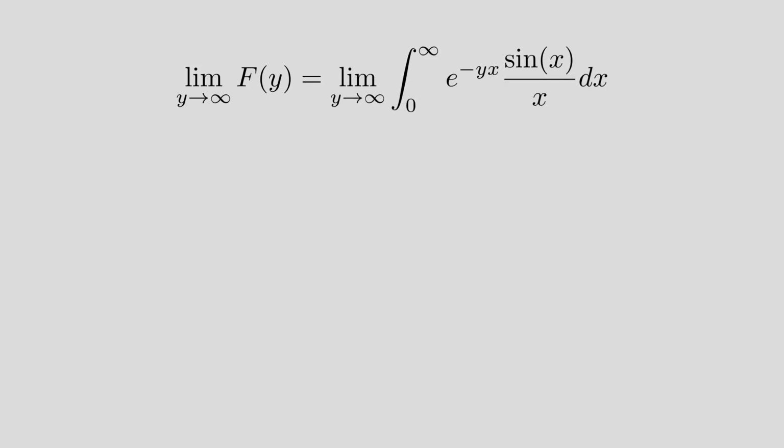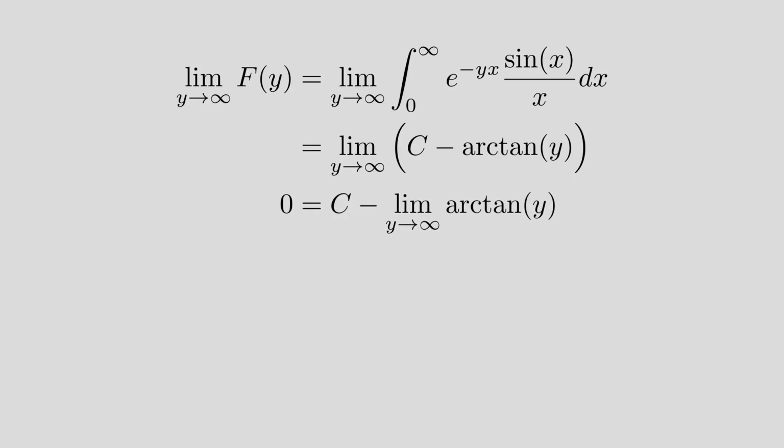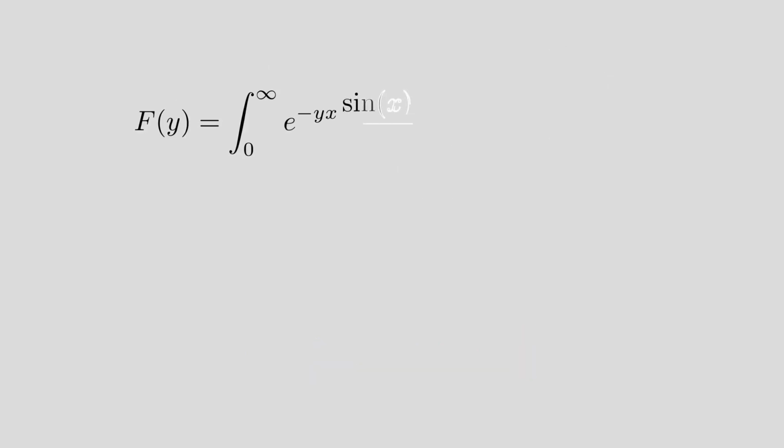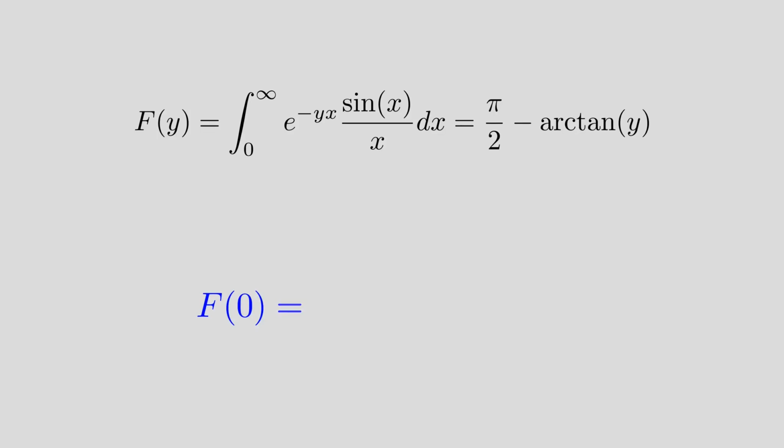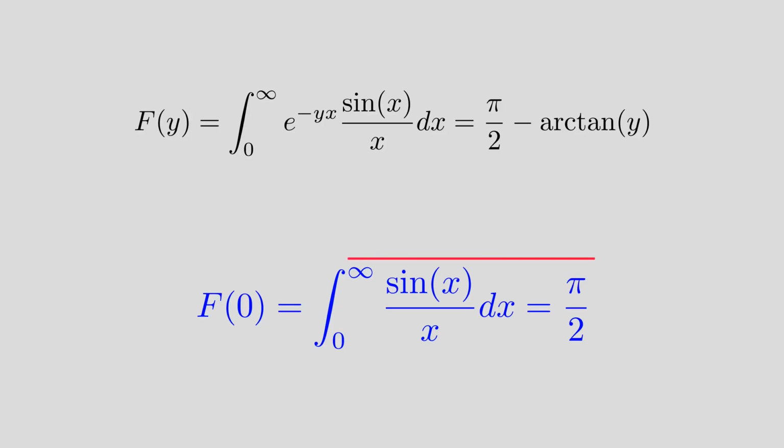Now, we can see that by letting y tend to plus infinity, the function tends to 0. That means that the limit of c minus arctangent y tends to 0. So c is actually the limit of arctangent as y tends to plus infinity, which is, as we know, pi over 2. Returning to our function, that means that our integral has the following form. And as we stated in the start of the video, if we let y be 0, we get that the Dirichlet integral is equal to pi over 2.